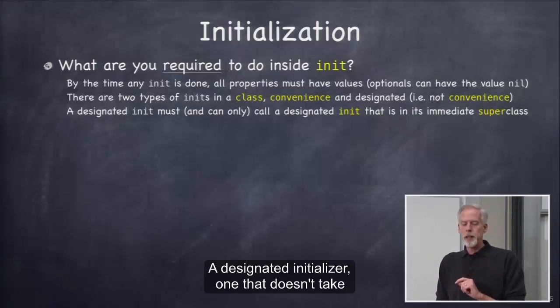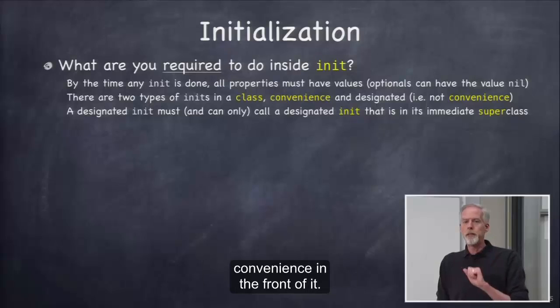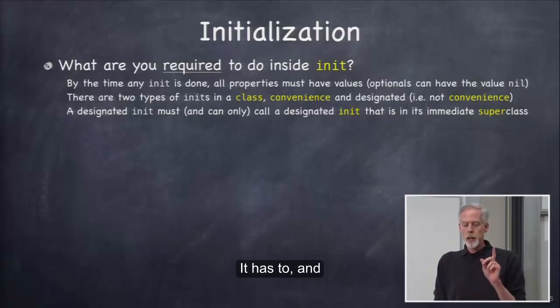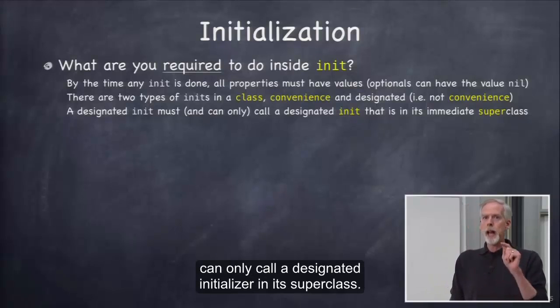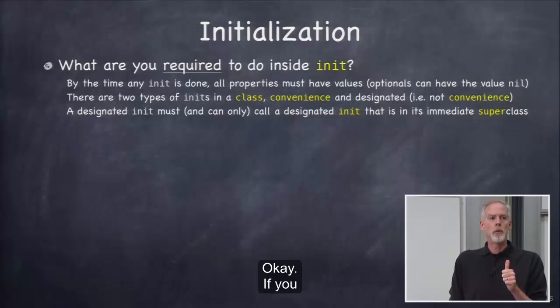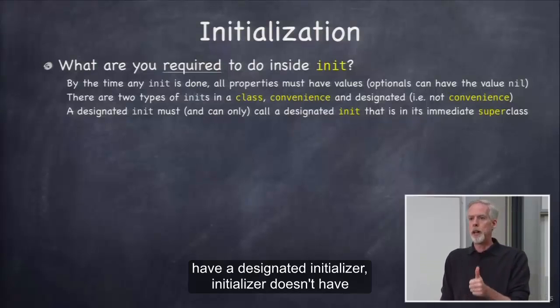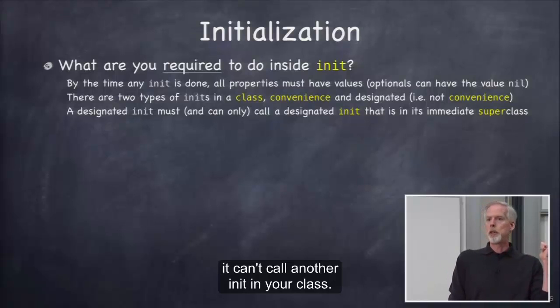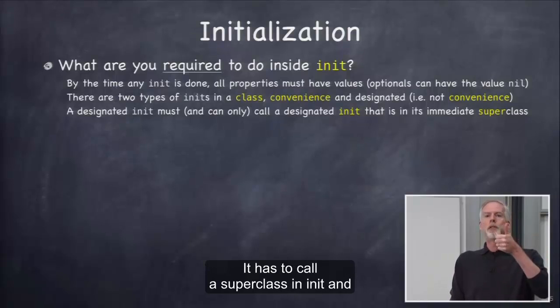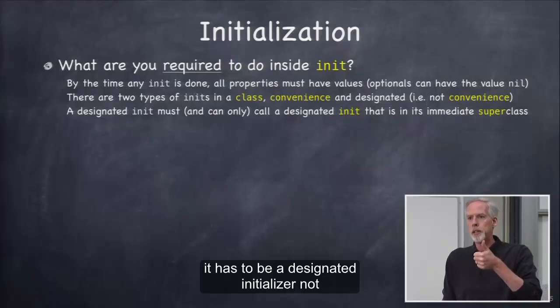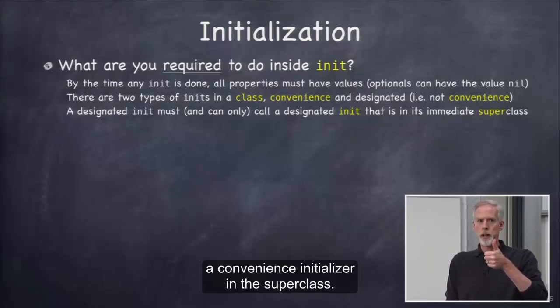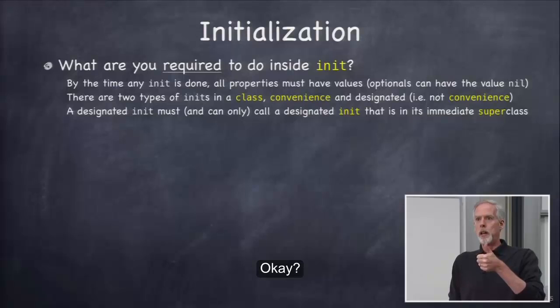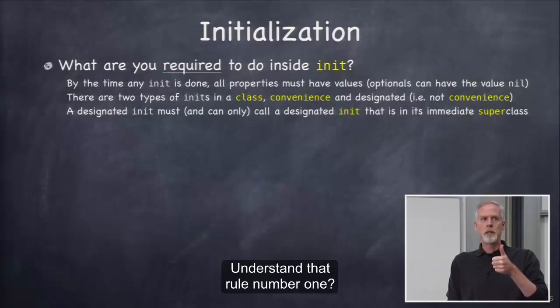A designated initializer, one that doesn't say convenience in front of it, has to and can only call a designated initializer in its superclass. This is a very important rule. If you have a designated initializer, it can't call another init in your class. It has to call a superclass's init, and it has to be a designated initializer, not a convenience initializer, in the superclass. Understand that rule number one?